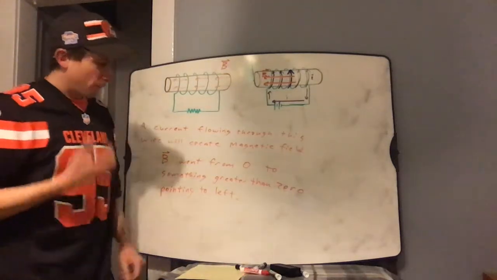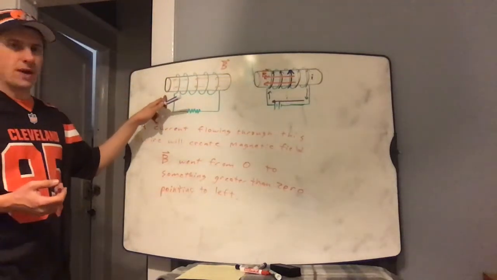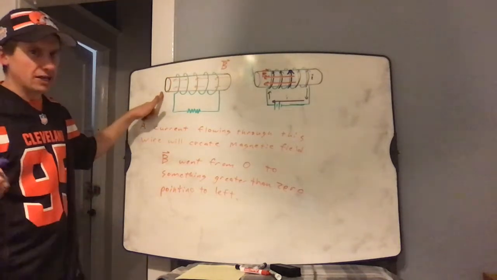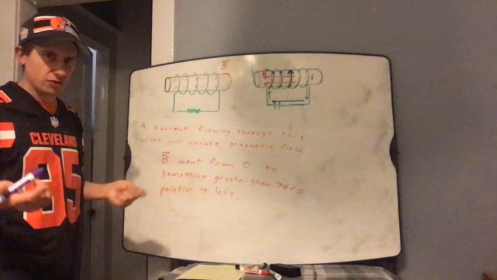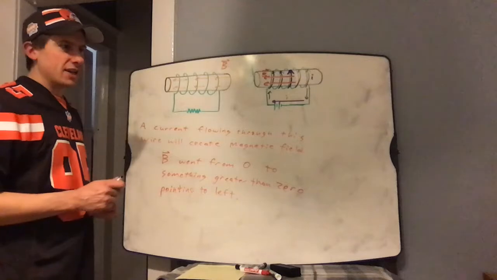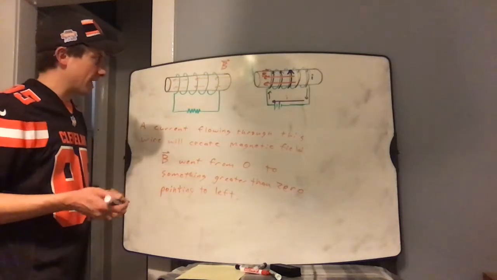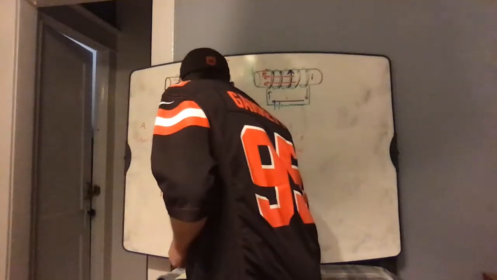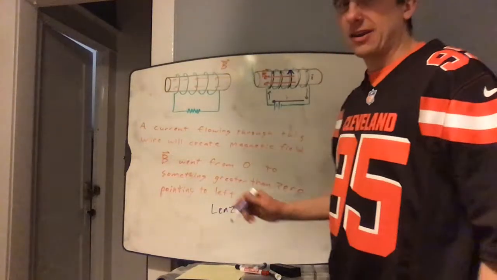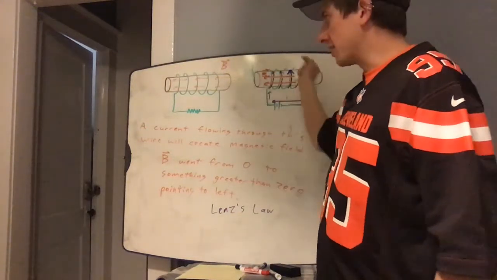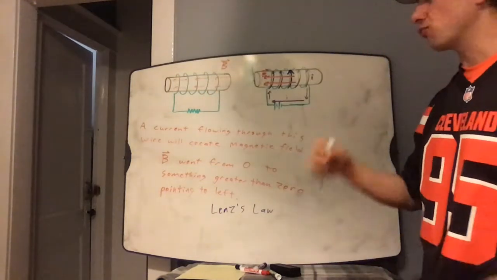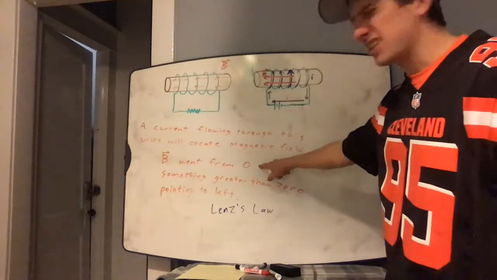Now, from this cylinder's point of view, the magnetic field went from 0 to something bigger than 0. So from this cylinder's point of view, the magnetic field increased, and as a result, the magnetic flux increased. Lenz's law says nature will oppose a change in magnetic flux. So Lenz's law, if the magnetic field through the cylinder was 0, now it's something bigger than 0 pointing to the left, Lenz's law is going to try to keep the magnetic field practically 0.